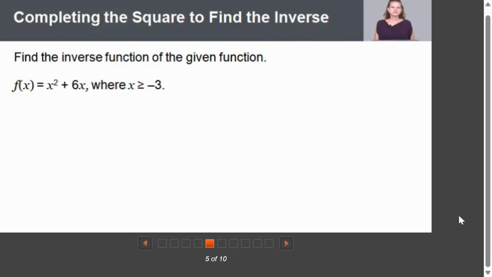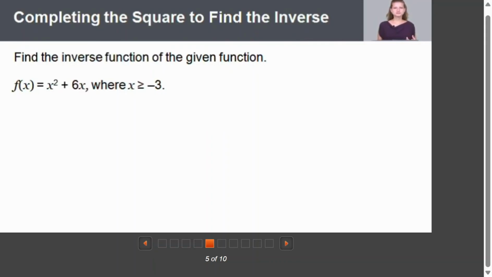So here's another example where we're asked to find the inverse of a quadratic function, but this one's a little bit different. We're going to use the completing the square method to help us find the inverse of this function algebraically. So say we're given the function f of x equals x squared plus 6x, where our domain is restricted to all values of x that are greater than or equal to negative 3. This is an important restriction, and we'll see why later.